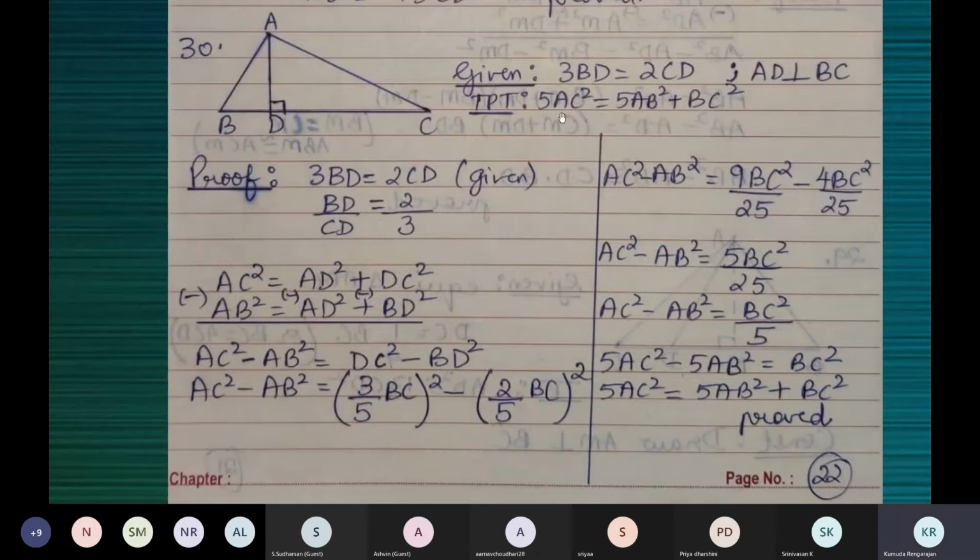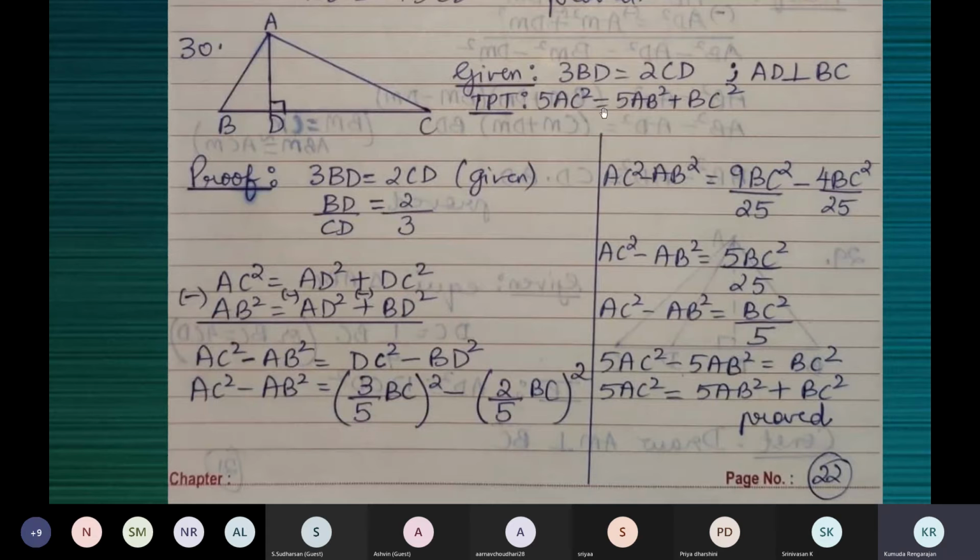Since we can find AC square and AB square from two different right triangles, let's write the result using Pythagoras theorem. AC square is equal to AD square plus DC square. Then AB square is equal to AD square plus BD square. And let's subtract the two results. On subtracting, we get AC square minus AB square is equal to, here AD square gets cancelled, DC square minus BD square.